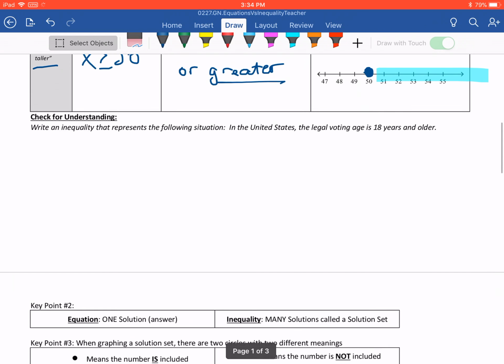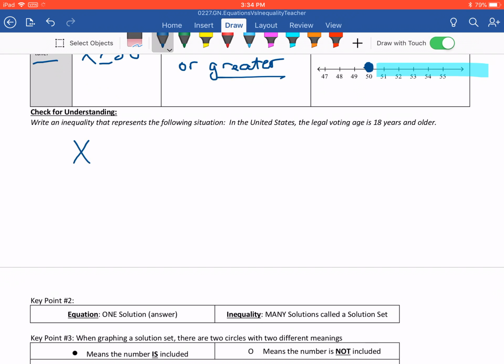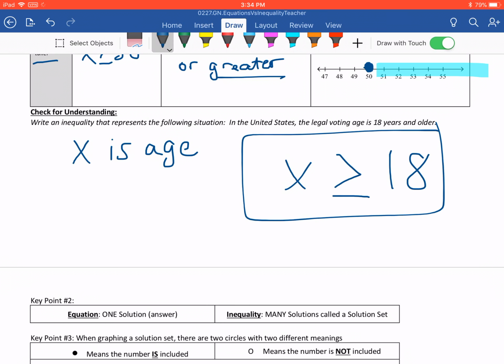All right, well, let's just go ahead and write this. X is the age. So in order to vote, you must be 18 or older. So it could be 18 is greater than X, but also if you're equal to 18, it's fine too. So that should be X is greater than or equal to 18, because you can vote if you're 18, but you can also vote if you're older than 18.